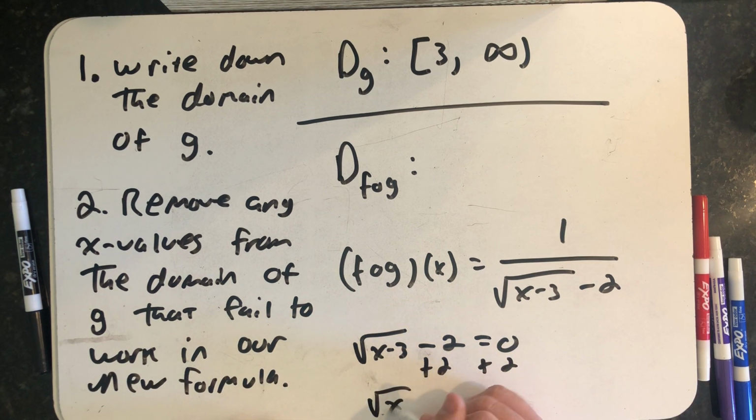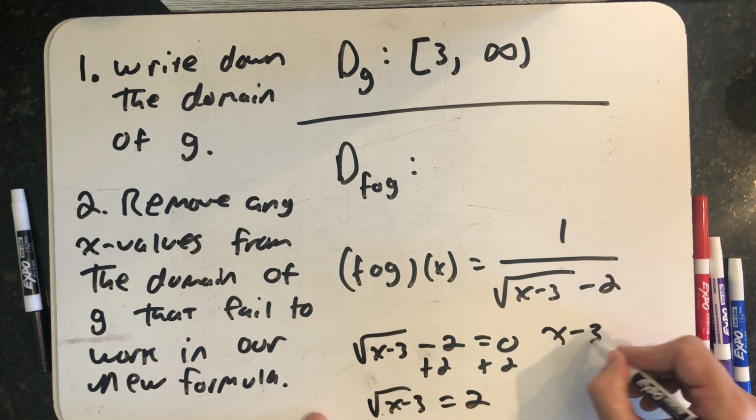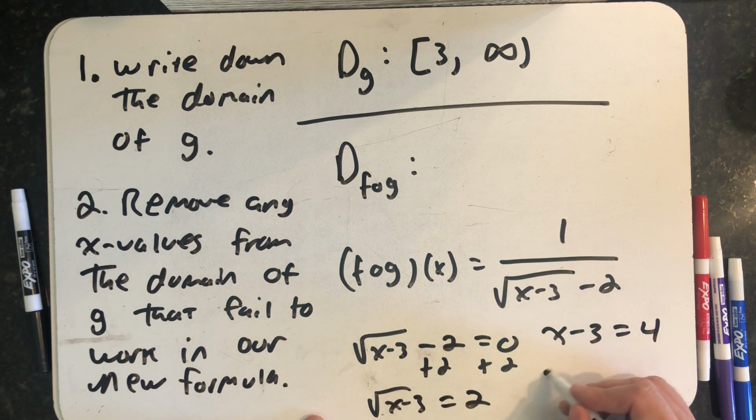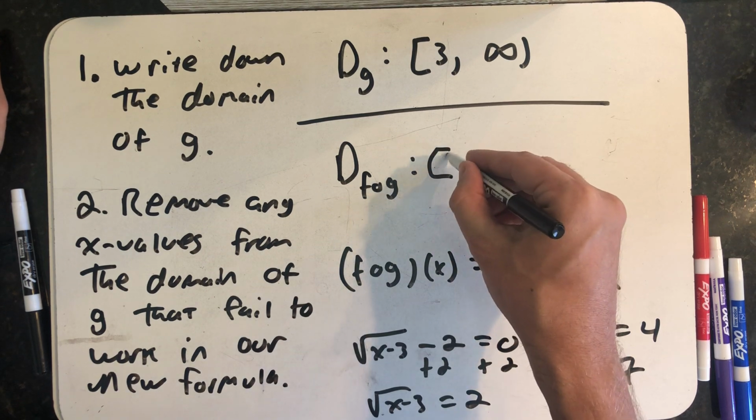I end up with the square root of x minus 3 equals 2. I'm going to square both sides, so x minus 3 is equal to 4. Adding 3 to both sides, I get x is 7. If I plugged a 7 in for x, I would get 0 on the bottom of that fraction, so I have to throw 7 out of my domain. So I'm left with 3.